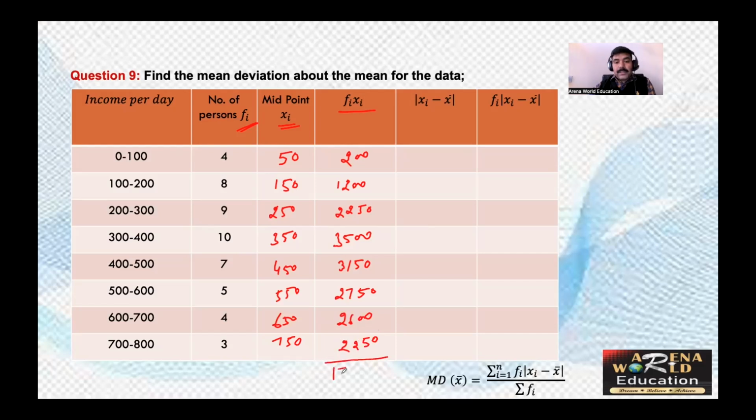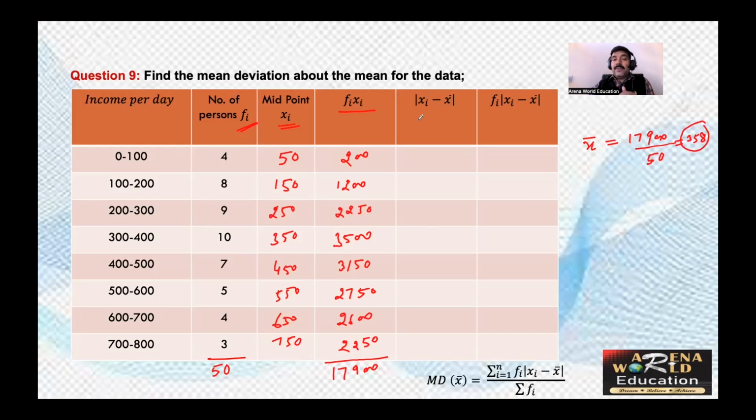And now what is the sum? This will be 17,900, right? Now, what is summation Fi? Yes. So we are having total 50 terms, right? Now we will calculate mean. Mean is x bar. X bar will be equal to 17,900 divided by 50. This will be equal to 358. It means 358 is the mean.